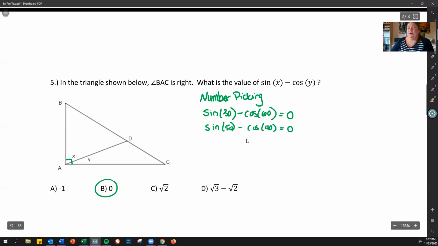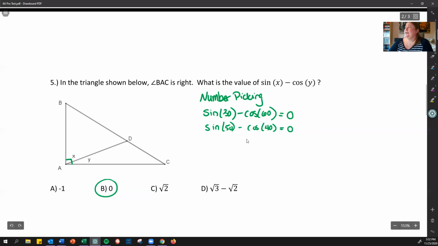It works out no matter what numbers you pick. As long as you pick two numbers that add up to 90, you are going to get 0 here. Number picking has proved it for us. You can pick as many combinations as you want. You're going to get 0 every time. So 0 is the correct answer for number 5.